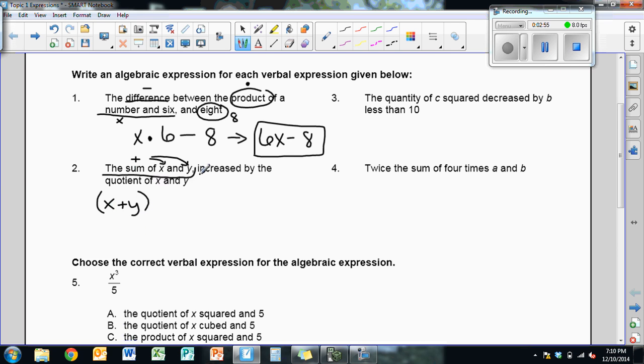This sum is then increased by something else. Increased by tells us to add. It's increased by this quotient of x and y. Quotient is a vocabulary word y'all tend to forget. Quotient simply means divide. So we have the quotient, division, of x and y. So I have x being divided by y. And that's it.